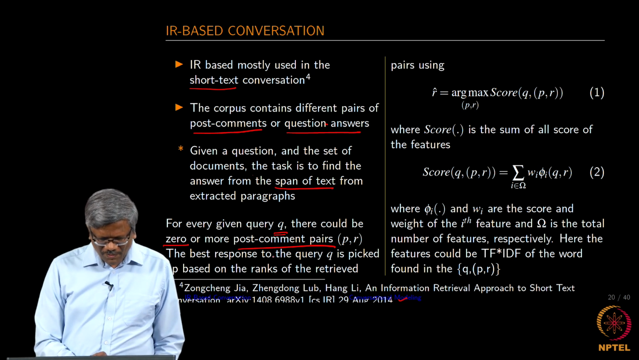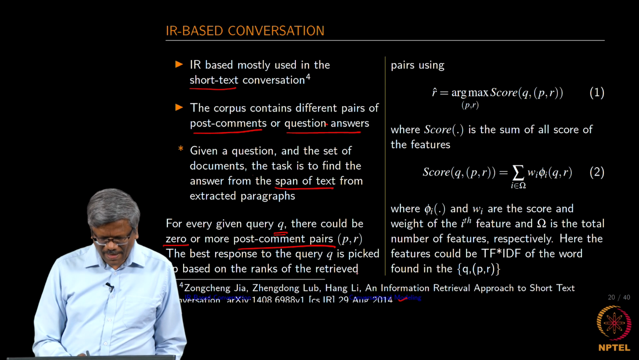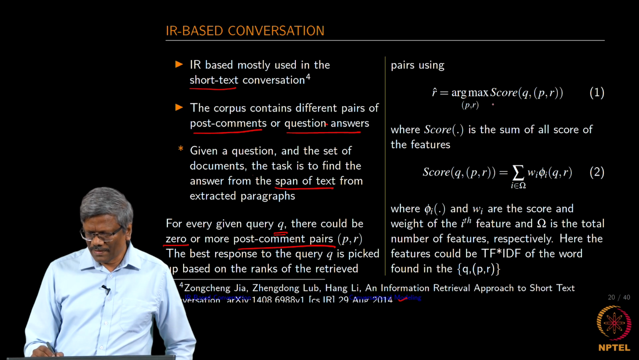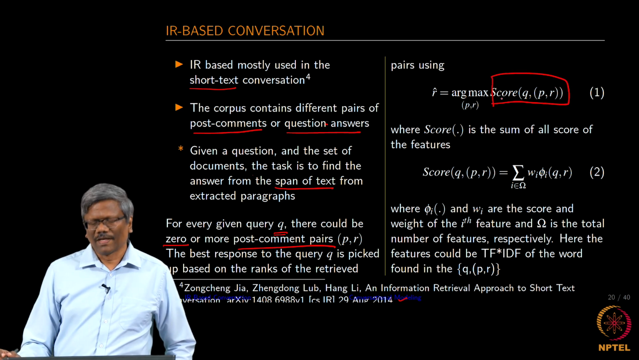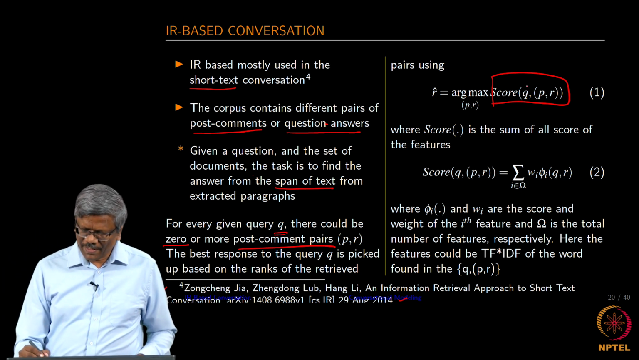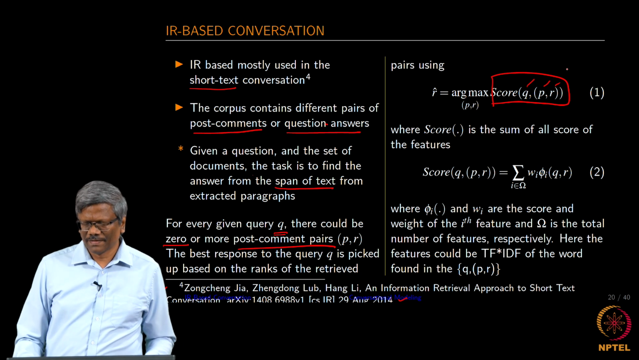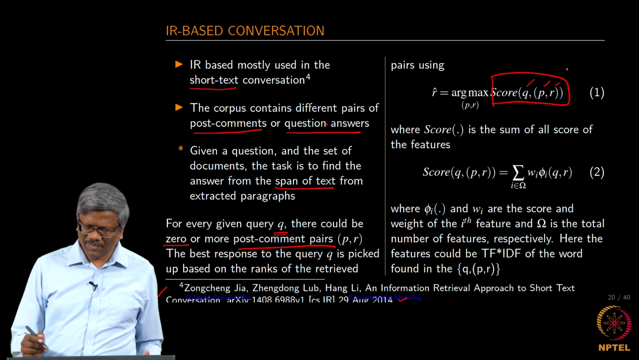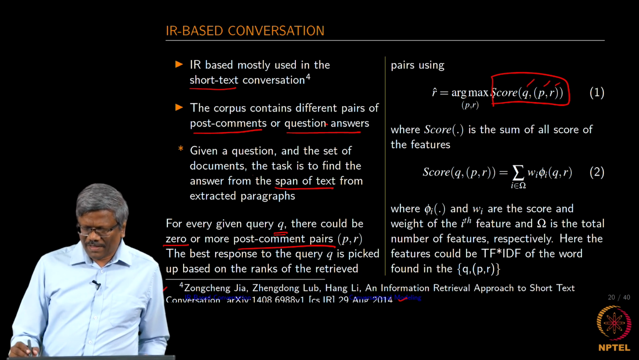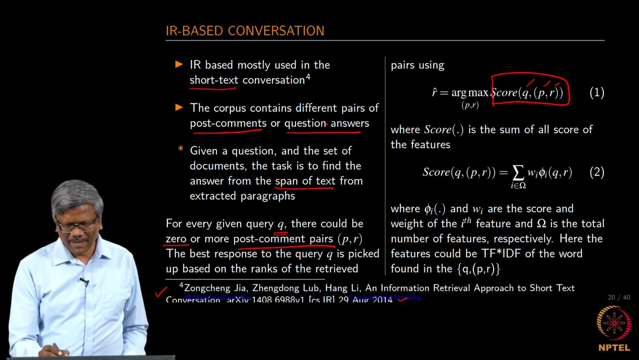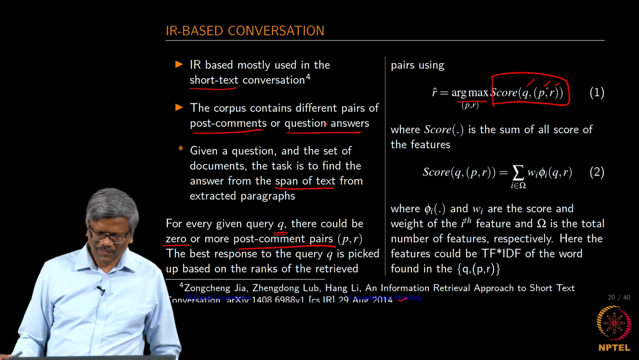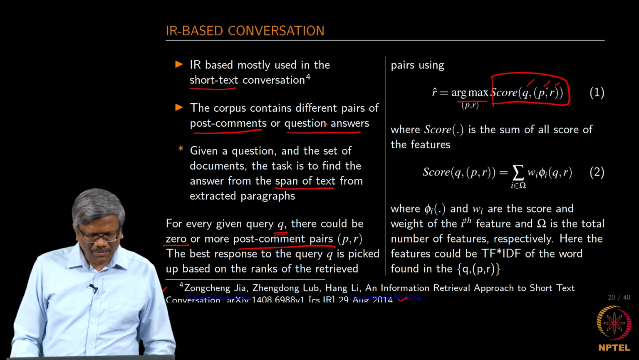The best response to the query Q is picked up based on the ranks of the retrieved pairs using some ranking mechanism. Let us assume that the score is obtained using this, and there could be various scores you would obtain based on the query, post and response pairs. And then you have some kind of a mechanism to score the values, and once those values are obtained, you pick up the maximum of that score and say that that is the answer to the query that you have just posted.